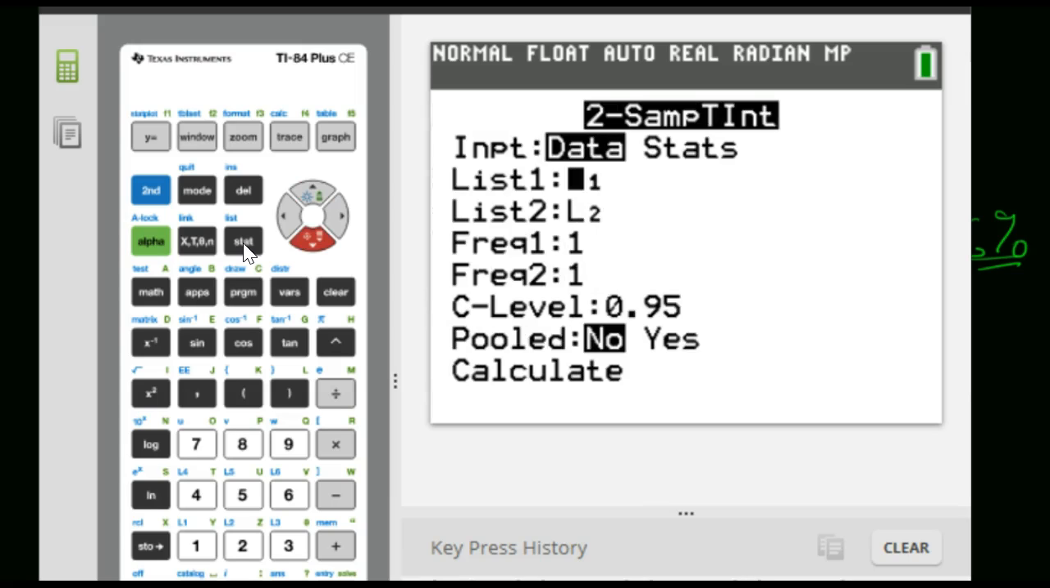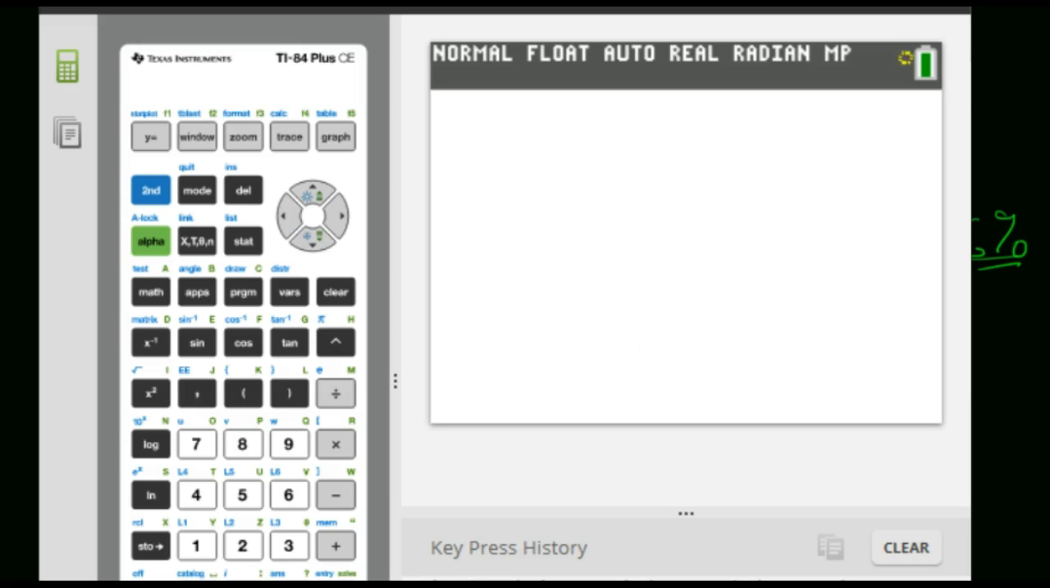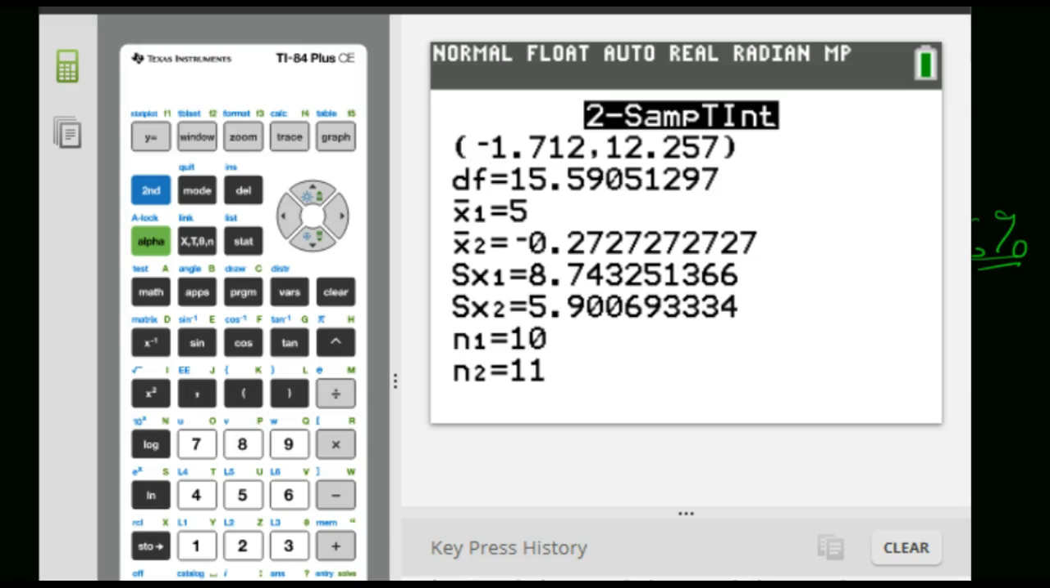I'm going to take this from the data from list 1 and list 2. Both the frequencies I want to have as 1. I want to have a 0.95. And for the AP exam, you're always going to consider the data to be non-pooled. So we're going to consider this as to not pool, and we're going to calculate. And there is my interval.